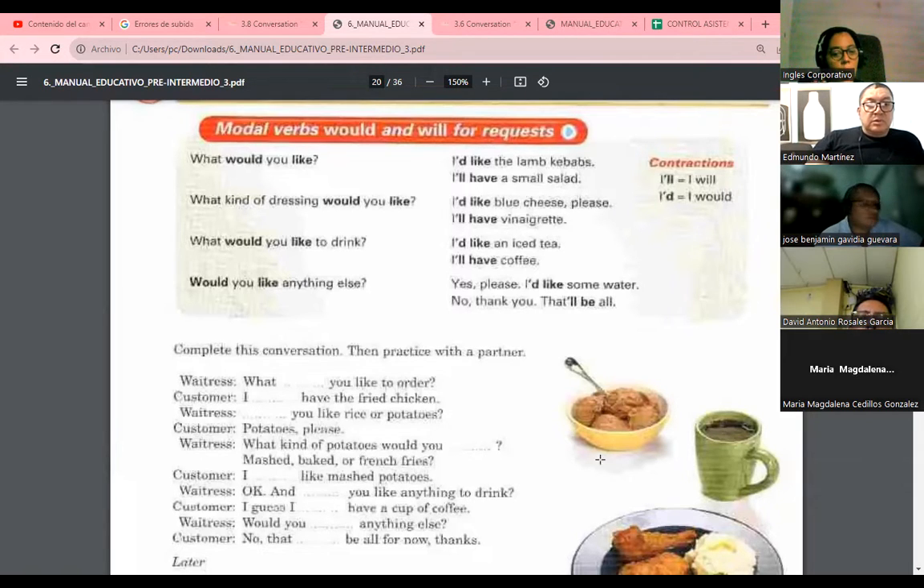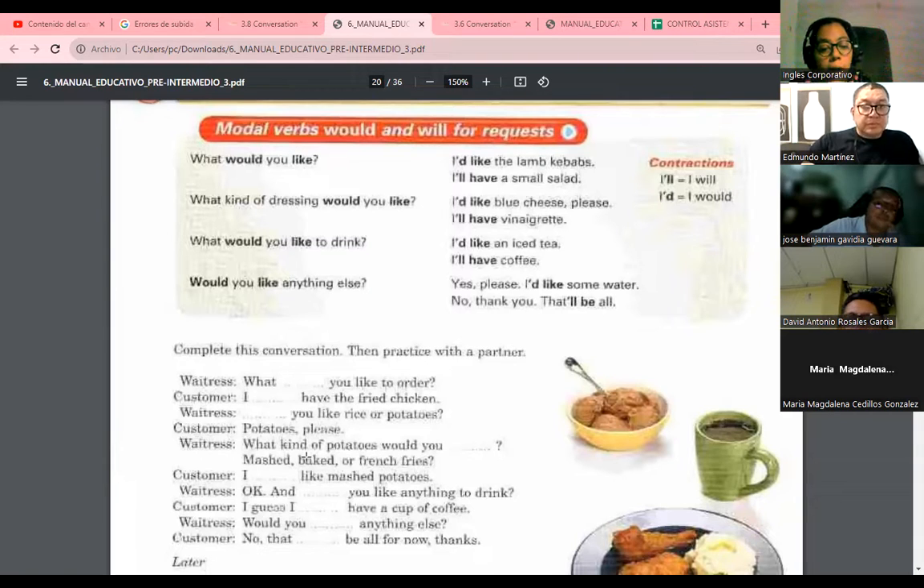Potatoes, please. Okay. What kind of potatoes would you? Would you qué? Would you like? Excellent. Muy bien. Luego, vamos. Next one. Okay, so this one is acá. Luego dice Masha's bucket of French fries. Okay, and would you like baked or French? I would like potatoes. And let's see, luego tenemos.